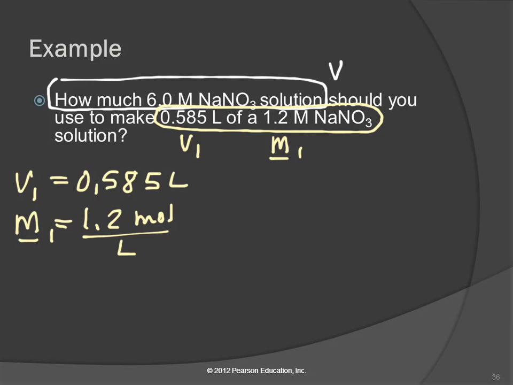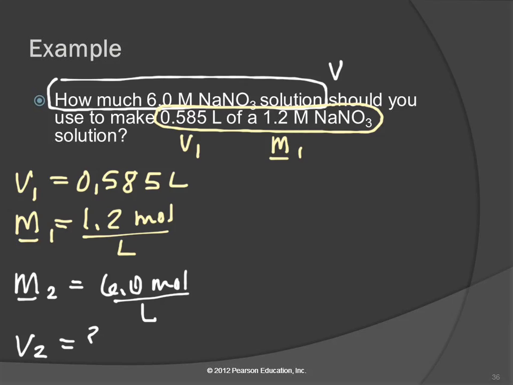Oh, we need a 1. That would make this other solution, solution 2. So molarity 2 would be the 6.0 moles per liter. And volume 2 is what we're trying to find. This is one way to approach this problem. I did it a little differently this morning, and if you want to see that one, you can find the YouTube video and watch that.